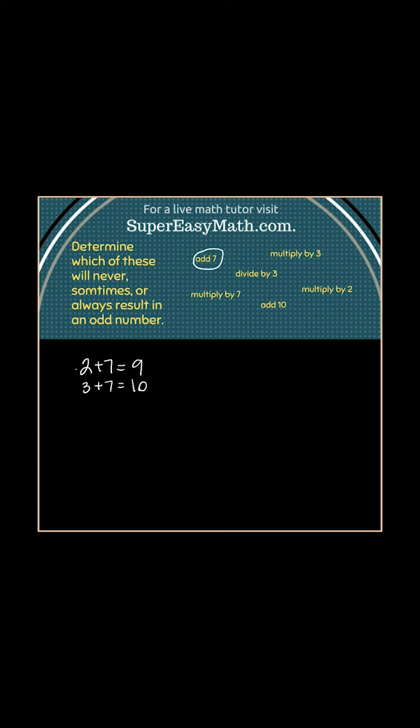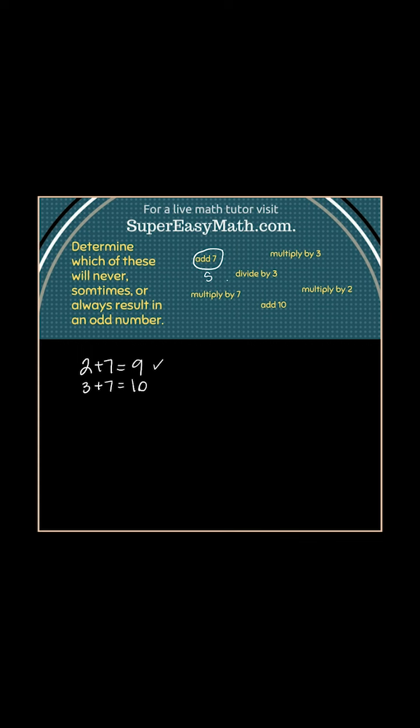Let's say we have the number 2 and we add 7 to that. We end up with 9, and that is odd. But what if we start with the number 3 and we add 7 to that? We end up with 10. So the odd one, the 9, works out, but the 10 does not. So for add 7, I would put an S next to it to represent that sometimes the answer will result in an odd number.